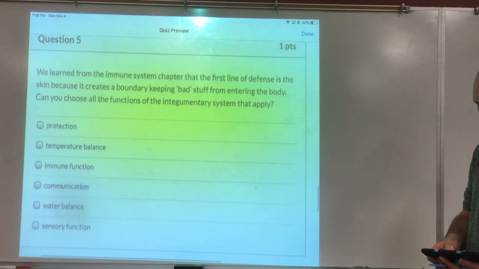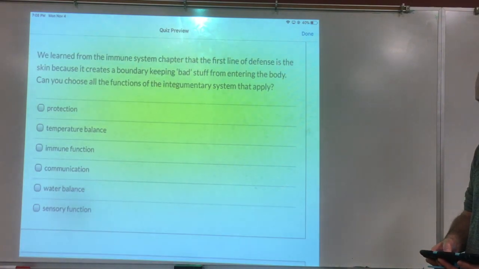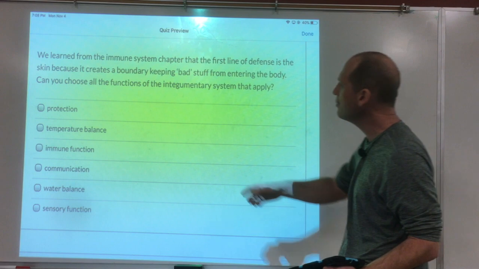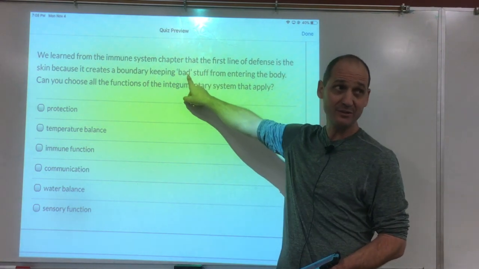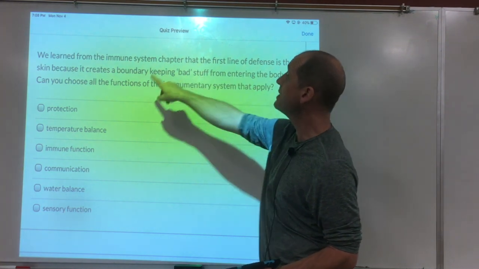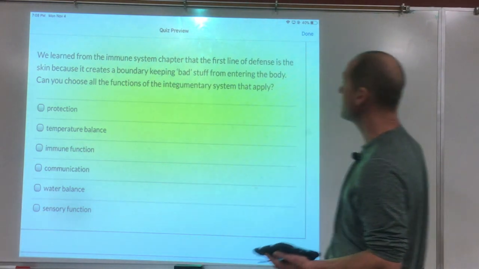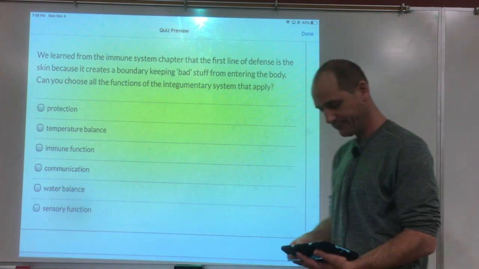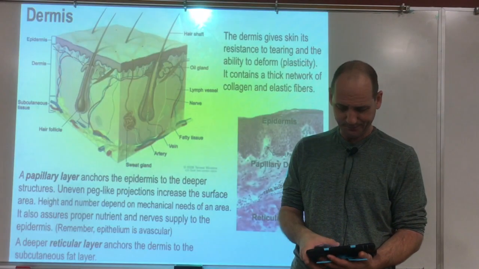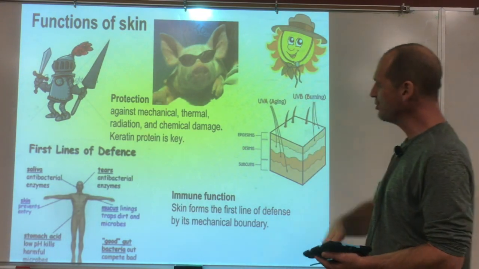We learned from the immune system chapter that the first line of defense is the skin, because it creates a boundary keeping the bad stuff, really bad stuff, from entering the body. Can you choose all the functions of the integumentary system that apply? All of them. There you go. I made my point. And I do like the pig.